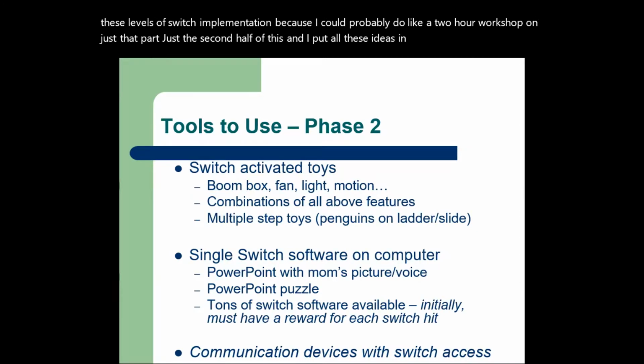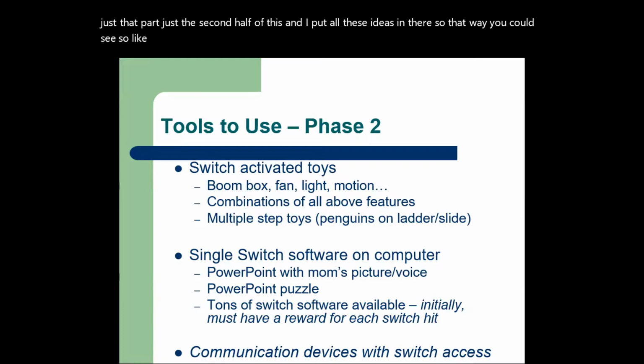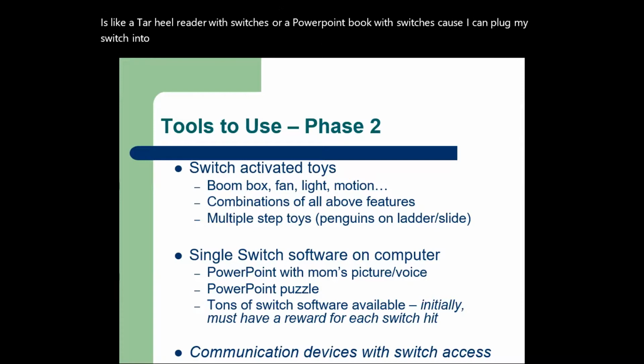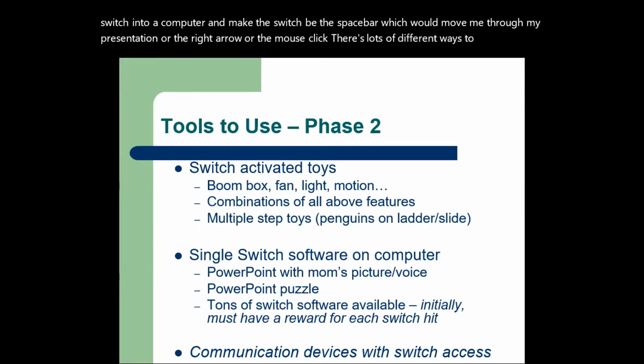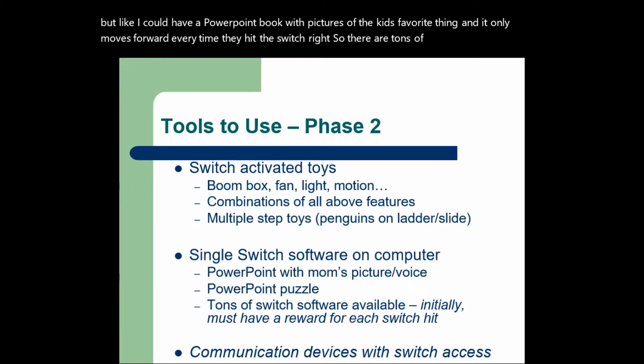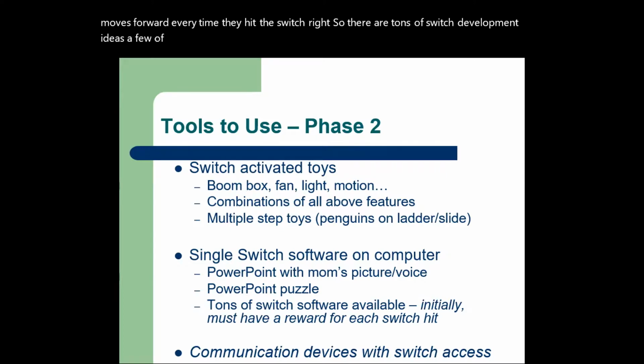So one of my favorite things to do is a Tar Heel Reader with switches, or a PowerPoint book with switches, because I can plug my switch into a computer and make the switch be the space bar, which would move me through my presentation, or the right arrow or the mouse click. There's lots of different ways to plug that in. I could have a PowerPoint book with pictures of the kid's favorite thing, and it only moves forward every time they hit the switch, right? So there are tons of switch development ideas, a few of which are on the screen.